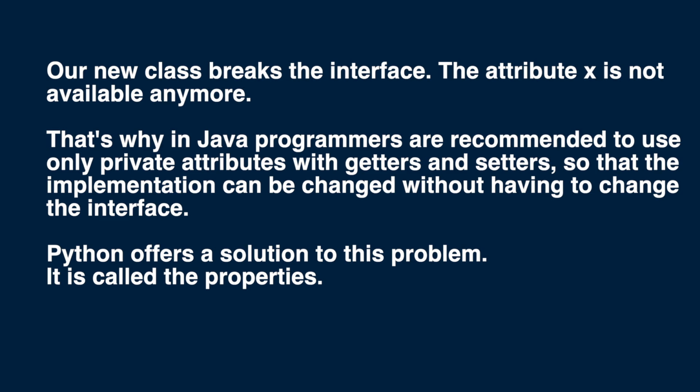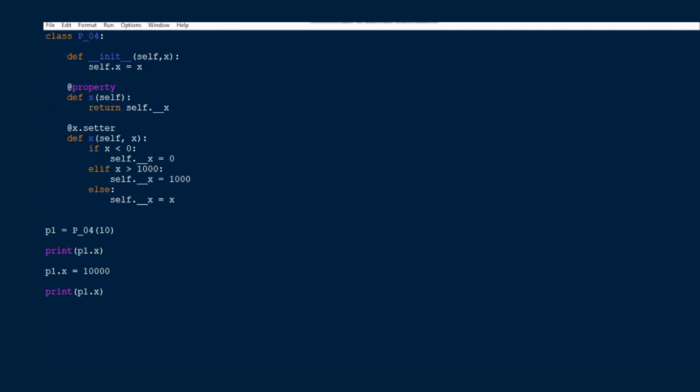But the good news is Python offers a solution to this problem. It is called properties. Let me demonstrate it with the same example. Here we are creating a new class called p underscore 04. The first function, the init function, that is the constructor, has no change. Then we have the second function called x, which takes an object of itself, that is self, and returns self dot underscore x, since x is a private variable.